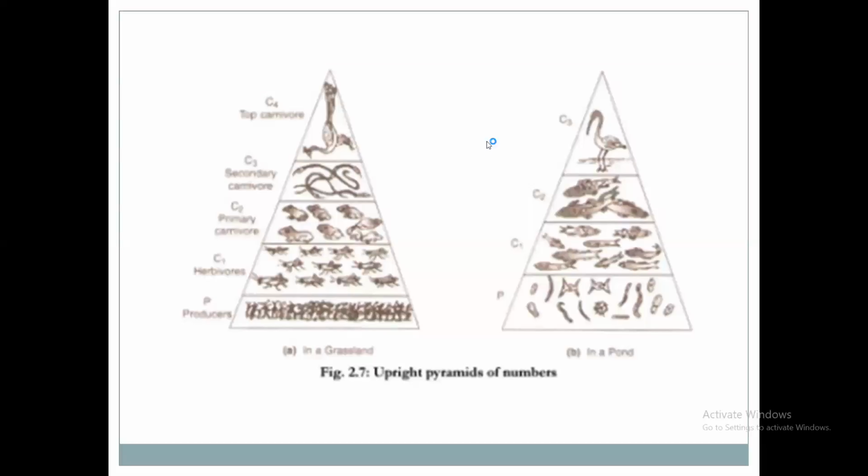The upright pyramid of numbers. As we go toward the apex, the number is decreasing. At the base, this number is large. From producers to primary consumers to secondary consumers to tertiary consumers, this pyramid of numbers is decreasing.